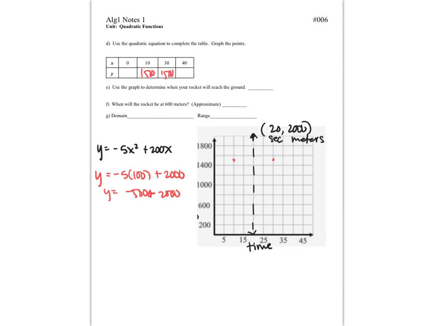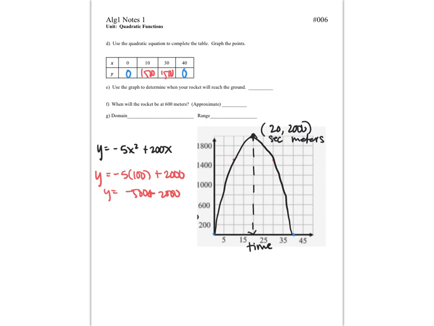And then when I do the same thing for 0 and 40, the nice thing about 0 is if I replace x with 0, my answer is going to be 0. I've got 0, 0, and 40, 0. And so then when I graph my parabola, it's doing what I expect. It's going downward. And I don't need arrows here because I don't need it to go into a negative y. It's not going to have negative meters.